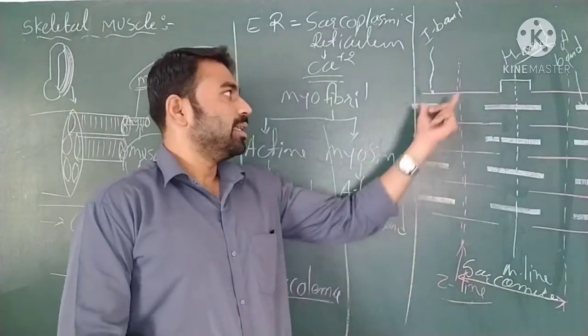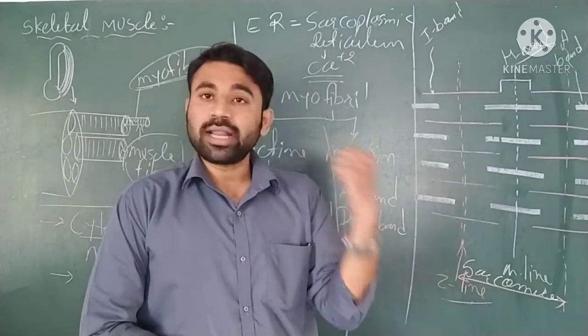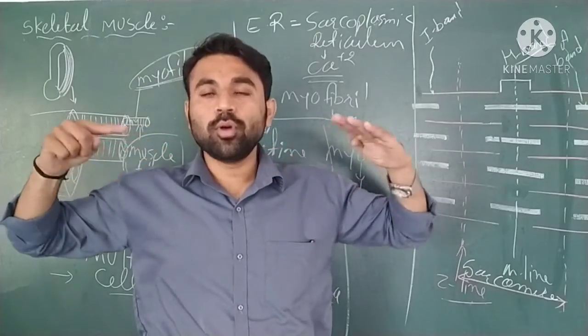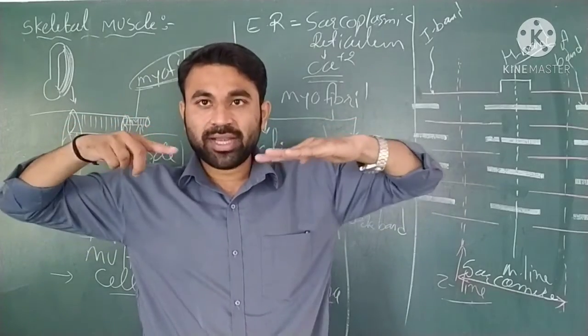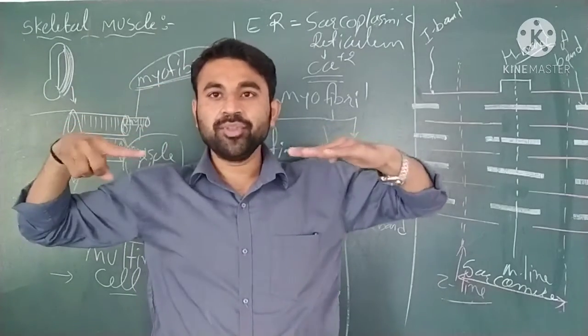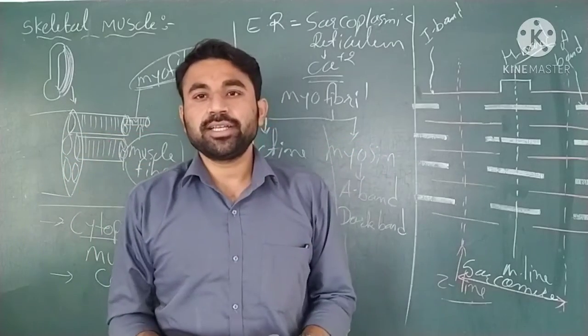Second thing, when the muscle will contract, the I bands will move onto the A band. जो I band है वो A band के ऊपर move करेंगे, and the Hansen area will decrease. Hansen area है वो धीरे धीरे decrease होता जाएगा.